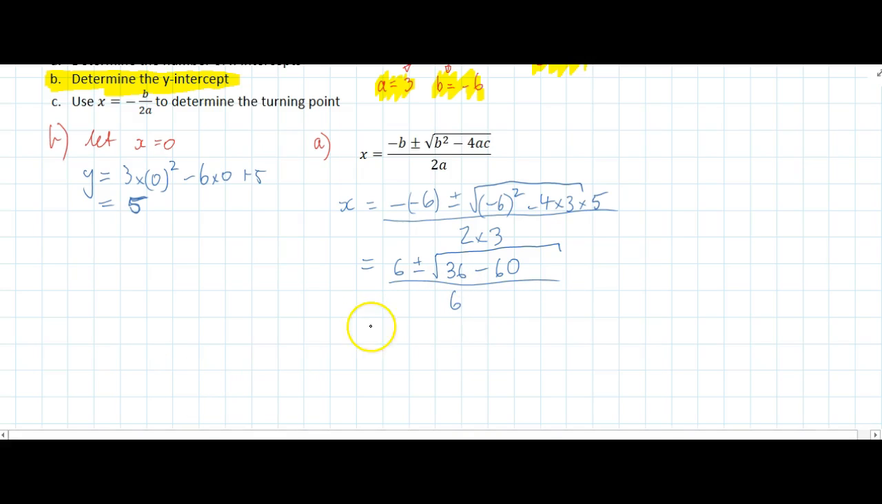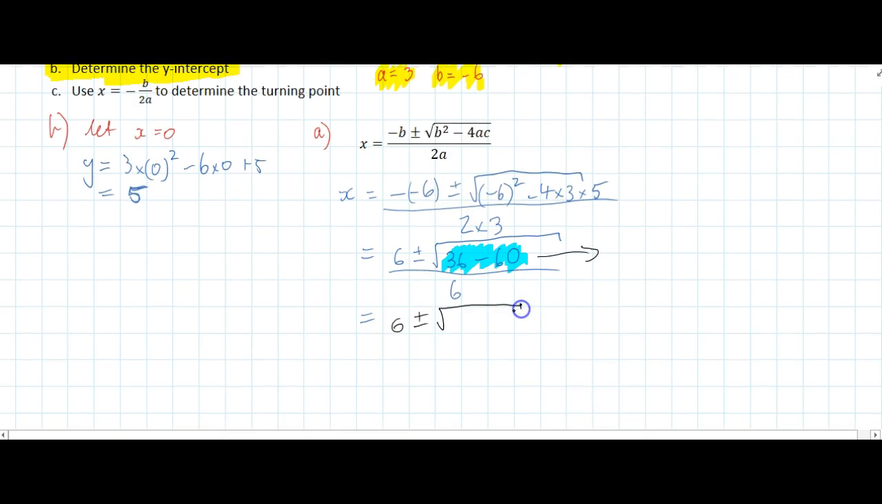So before we go too much further, let's just take a look at this bit under the square root here. What you might find is this actually becomes negative. So let's write it out. 36 take away 60 is negative 24.